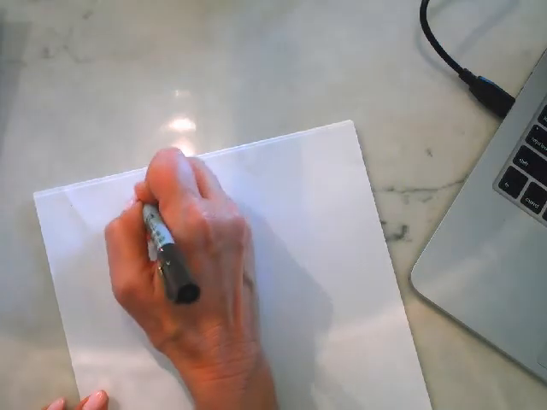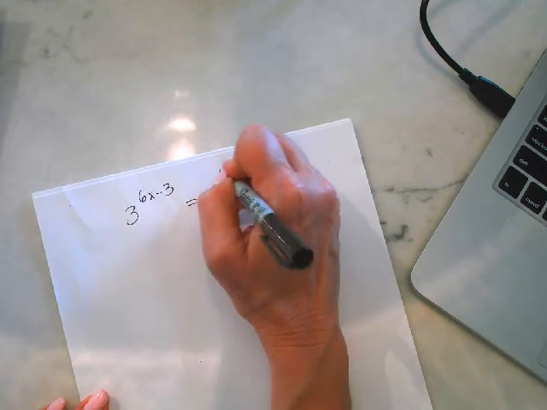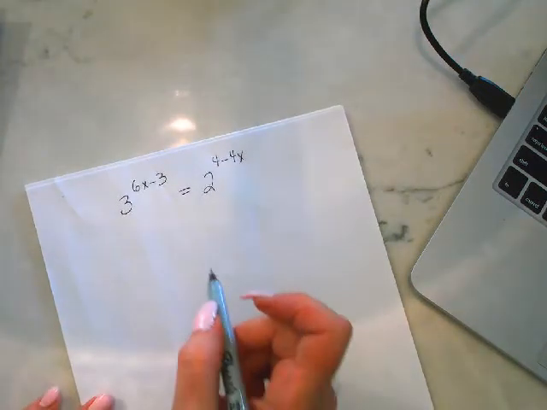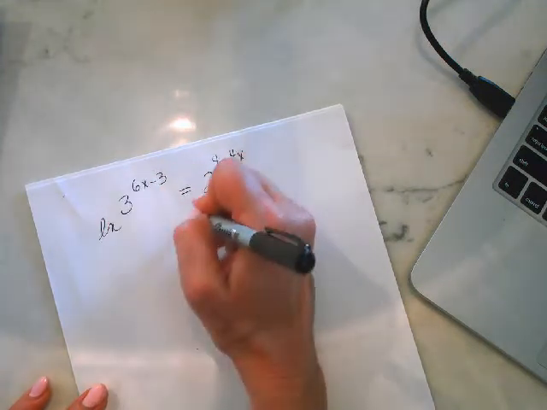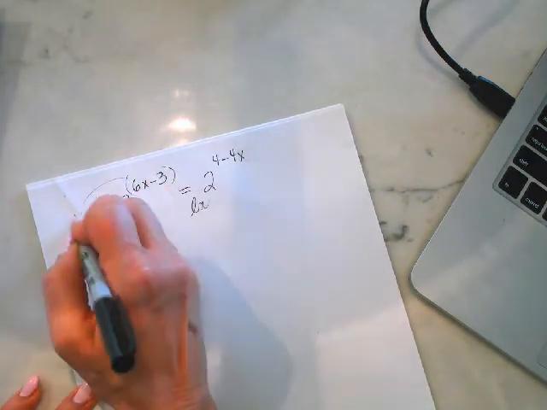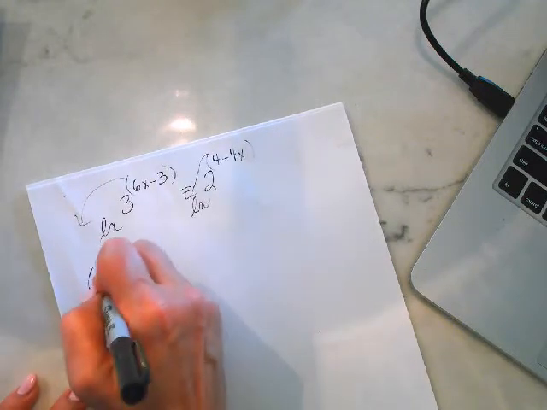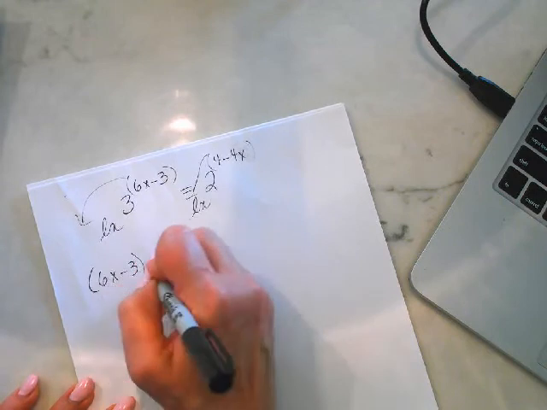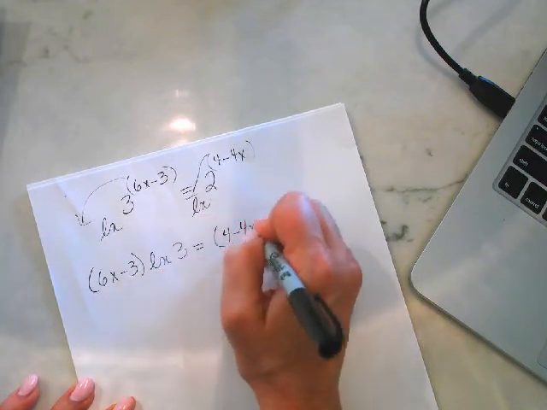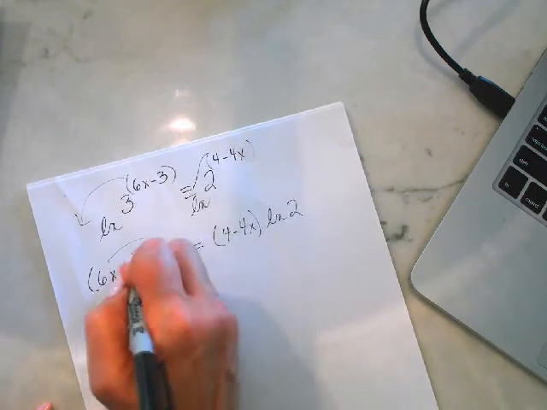All right, so let's say I have 3 raised to the 6x minus 3 equals 2 raised to the 4 minus 4x. Okay, hopefully you copy down the steps. You have it next to you. You know you're going to take the natural log on both sides, the ln. You know that the exponent's going to go in front. So when I rewrite this, it's going to be 6x minus 3 times the ln of 3 is equal to 4 minus 4x times the ln of 2.